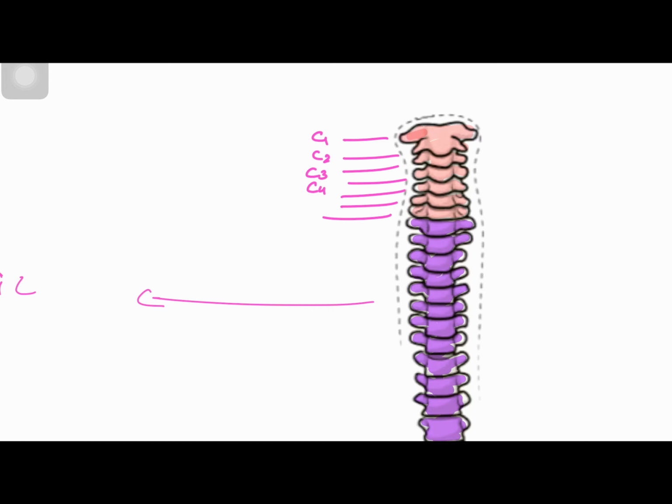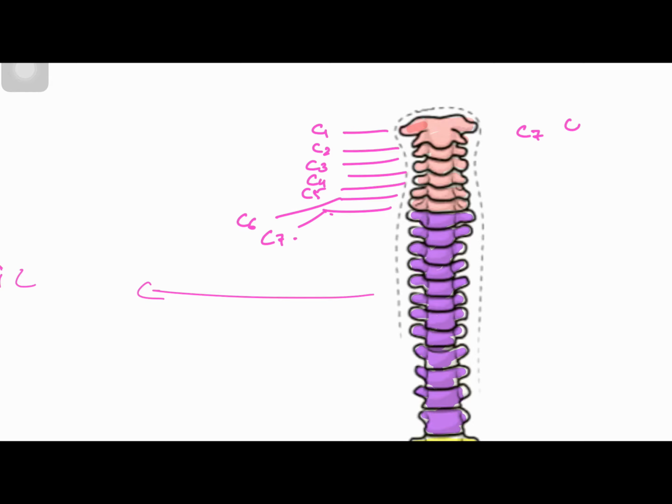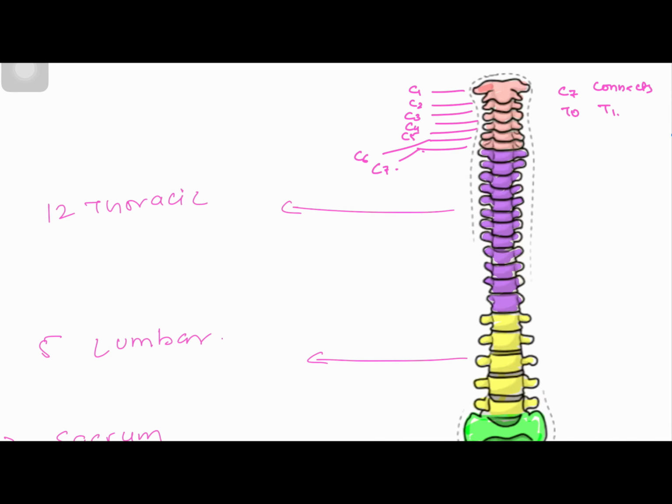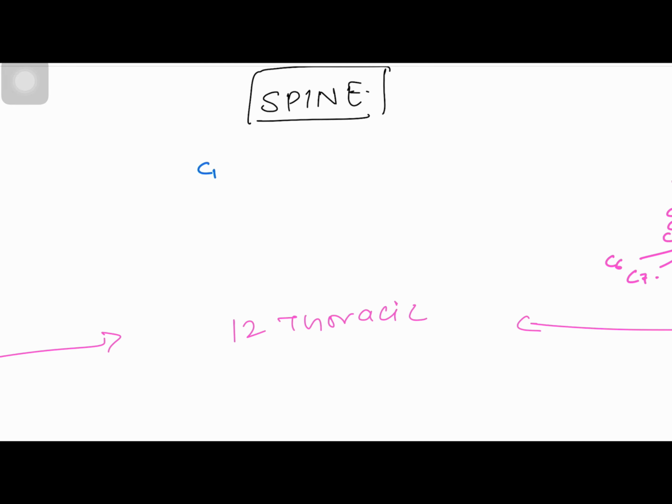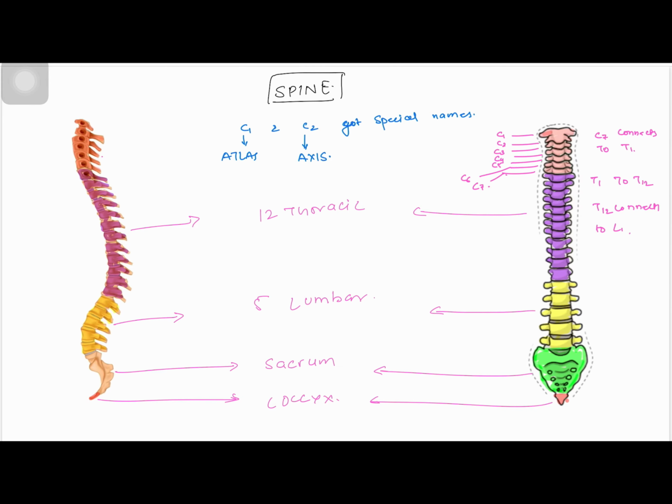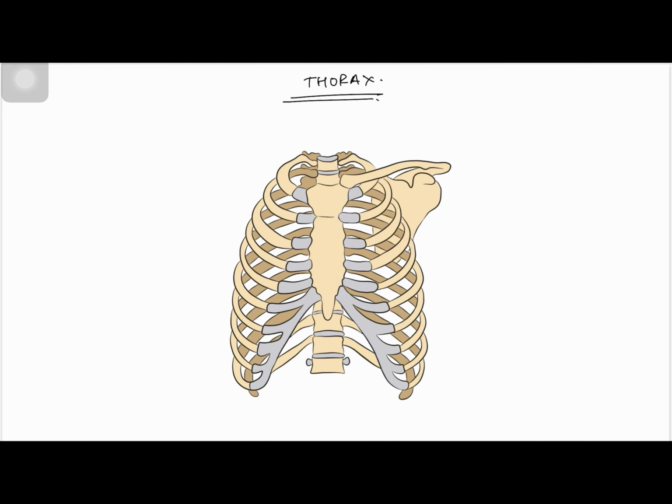Firstly, we will write the vertebrae, that is C1, C2, C3, C4, C5, C6 and C7. The 7th cervical vertebra is connected to the first thoracic vertebra, and we have 12 thoracic vertebrae, that is T1 to T12, and T12 is connected to the first lumbar vertebra. The first and second cervical vertebrae have special names: C1 is called the atlas and C2 is called the axis.